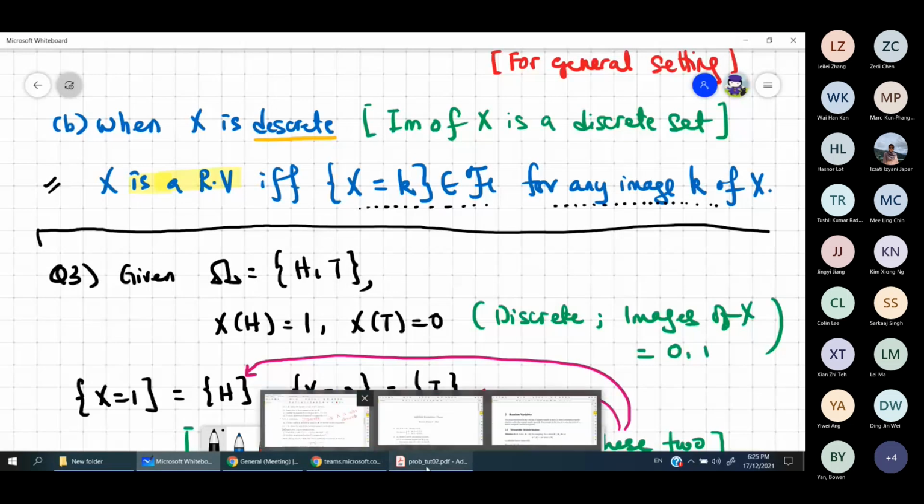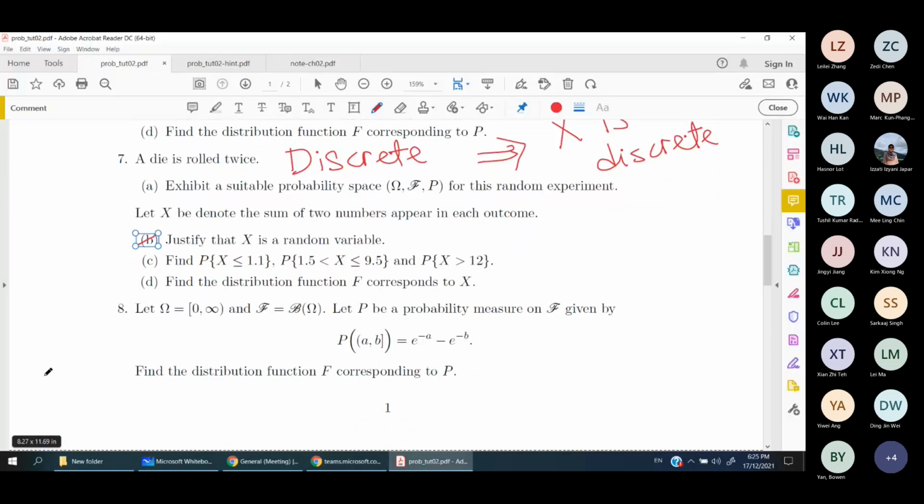All right. Okay, so let's go back to our question. Oh sorry, I think it's a typo, forget about this. Let X denote the sum of the two numbers that appear in each outcome. Just define this one as a random variable. Maybe we start from the beginning. I want to establish a suitable probability space for this random experiment.